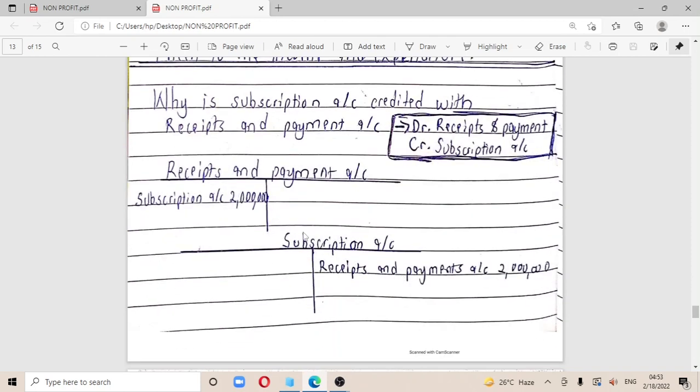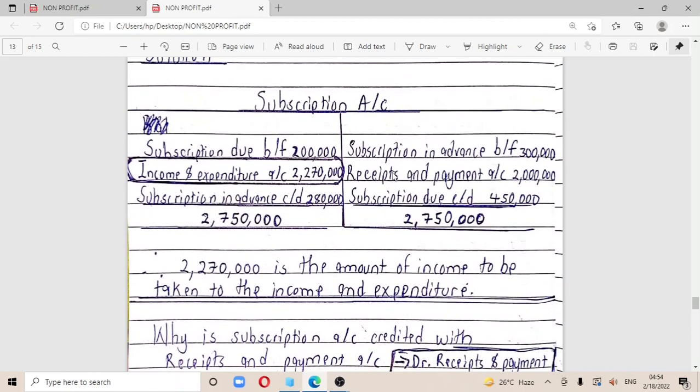That is after having adjusted here that you show that they had paid for subscription. Then you just get to drop the corresponding side, which is the credit side of this, and you say subscription account receipts and payment 2 million. So that's why they get to put 2 million this side on the credit side.